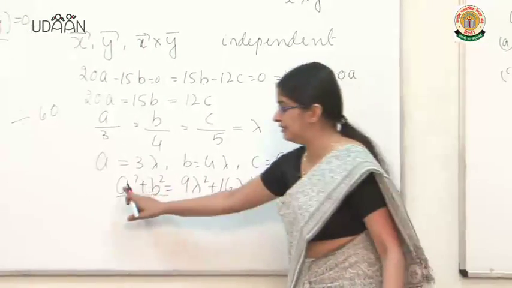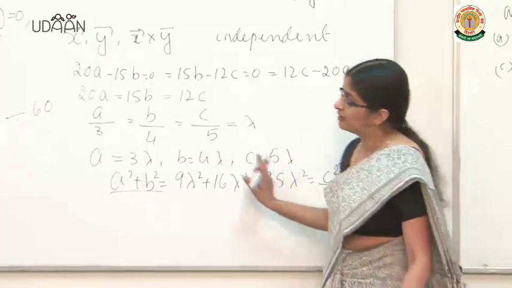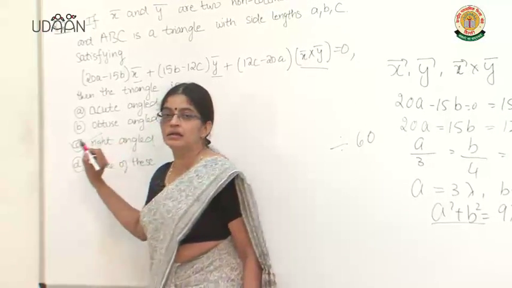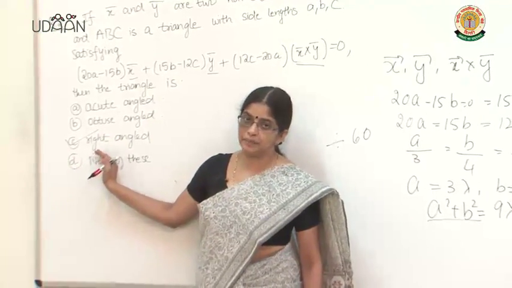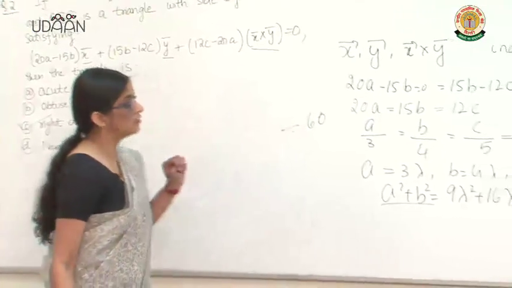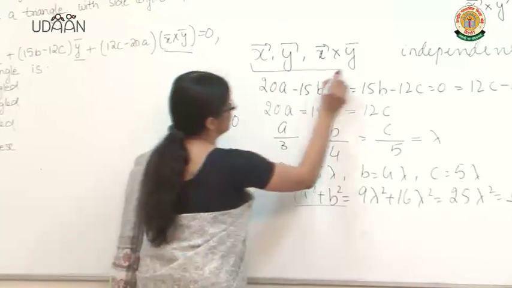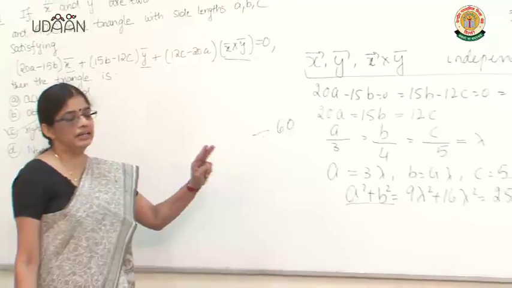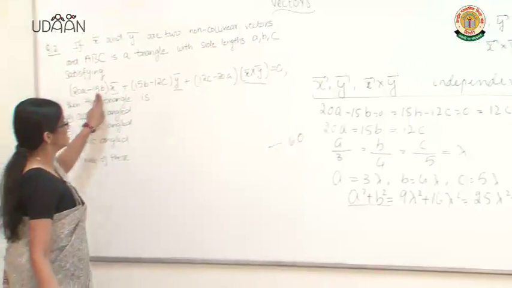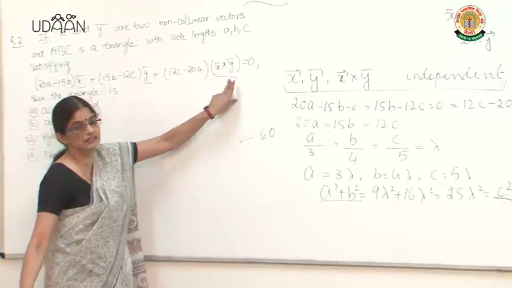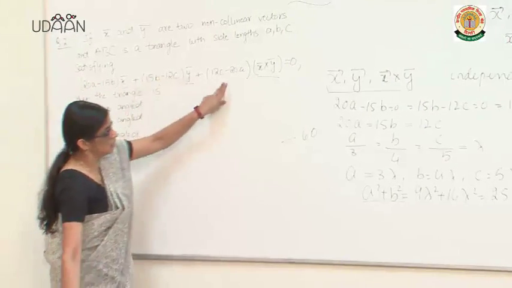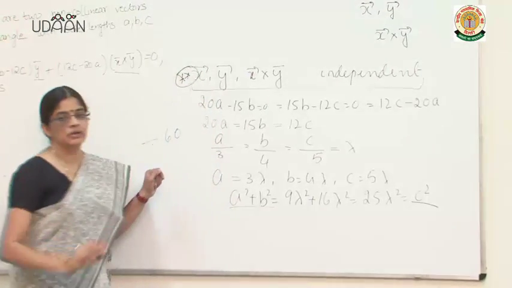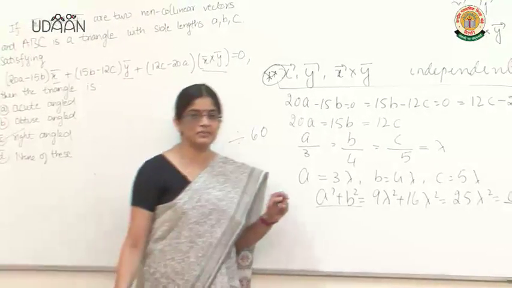We got the relation A square plus B square equal to C square. What does it imply? The triangle ABC is a right angled triangle. That is option C is correct. Again we look back to the solution. What was the main step? Vector x, y and x cross y are linearly independent. If three vectors are linearly independent and there exists a linear combination between those three vectors, then the coefficients equal to 0. This was the main step of this question. Is it clear? Shall we proceed to the next question?